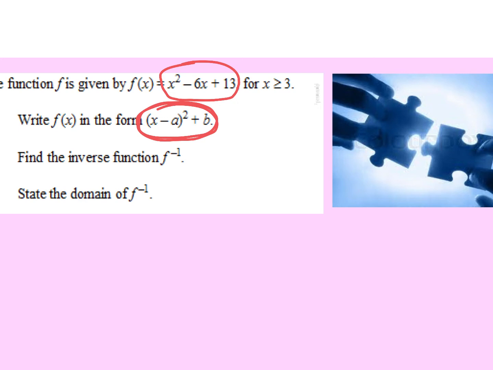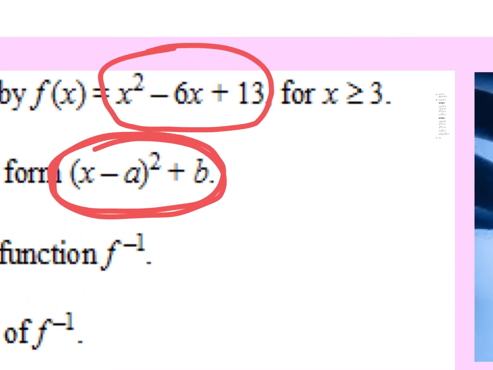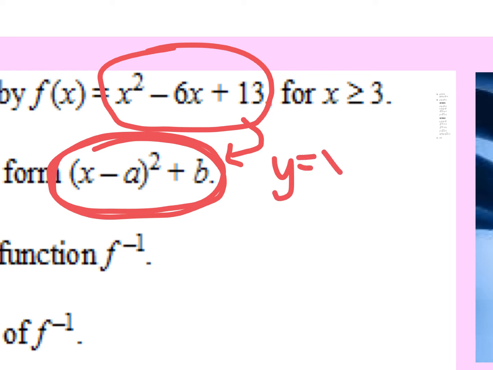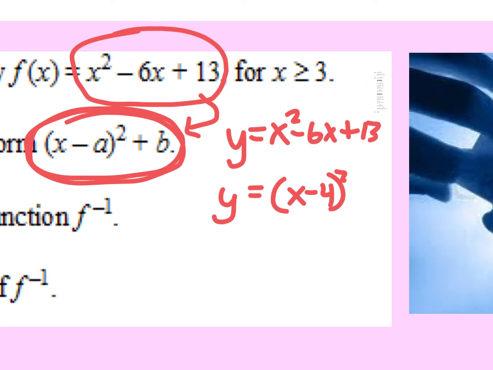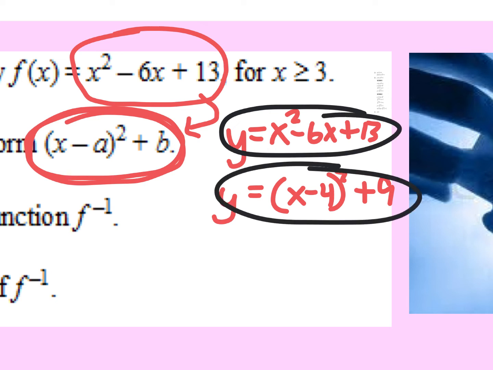So, can anybody remember, oh boy, it's been a while, how to change this kind of a thing into that? Y equals x squared minus 6x plus 13. They want it to be something like this. Y equals like x minus 4 squared, I'm not saying that's the right answer, plus 9. You probably haven't done this since like one of your hardest ever algebra tests. It was called completing the square. Can anybody remember how to do it?